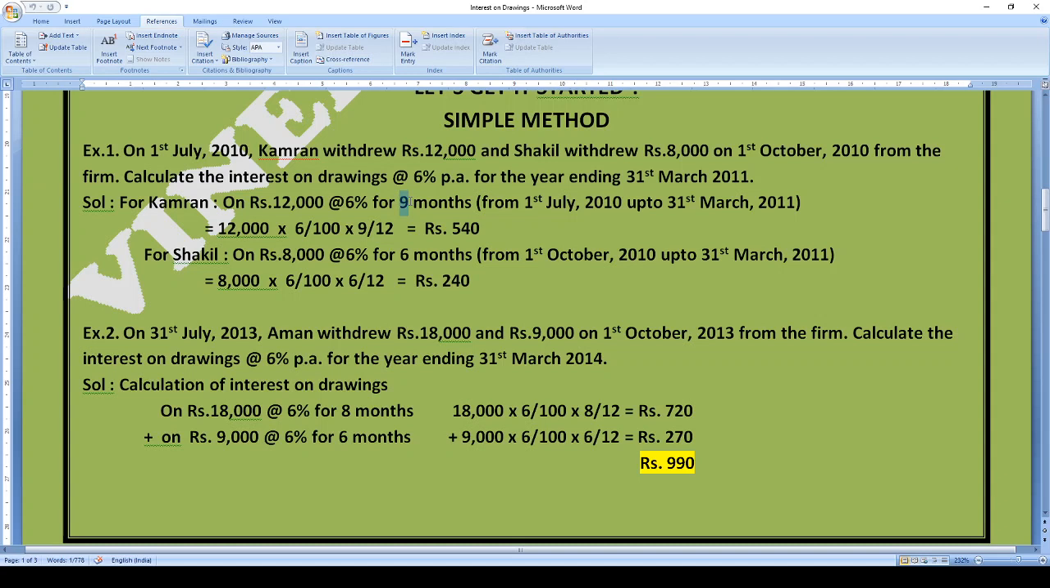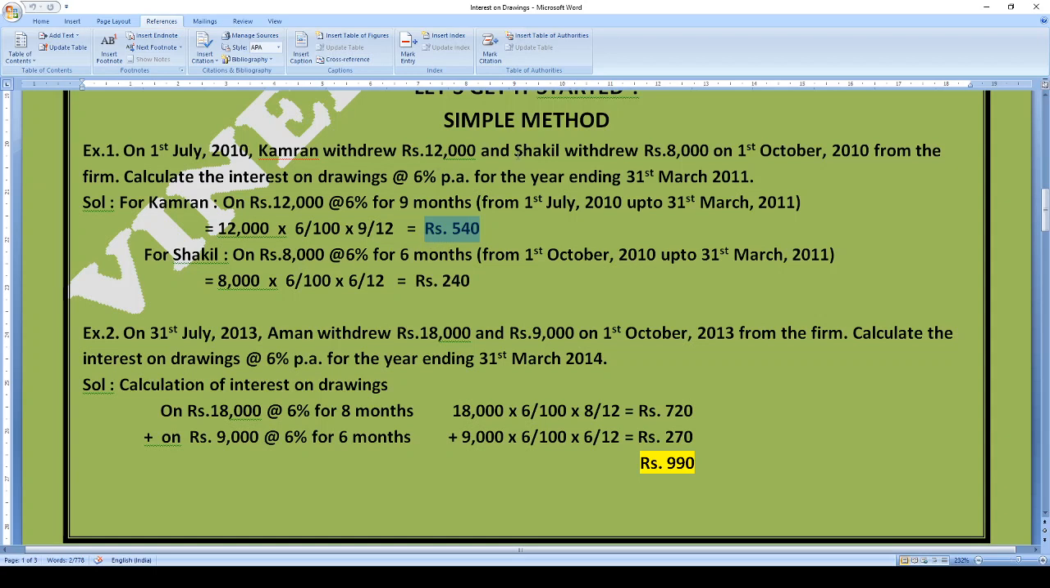Why 9 months? Now the question is, why 9 months only? If we make the calculation starting from 1st July 2010 up to the year end date, that is 31st March 2011, we are going to get 9 months. This is a time period of 9 months. So for 9 months you have to make the calculation on rupees 12,000, and that becomes rupees 540. I hope it is clear?